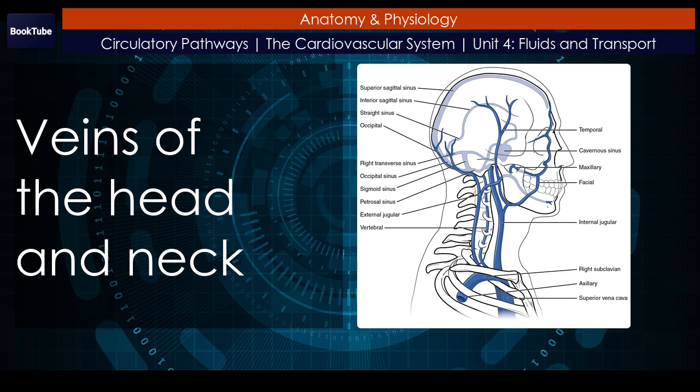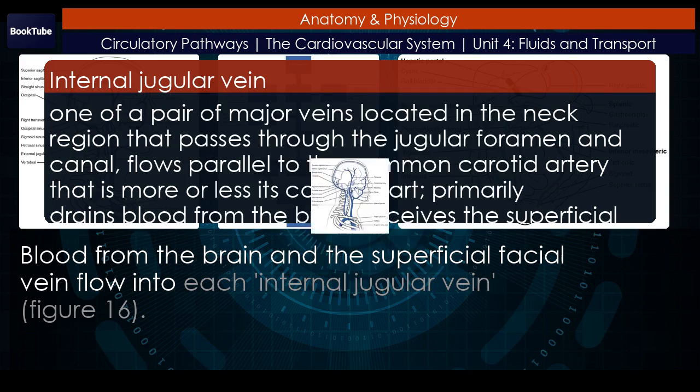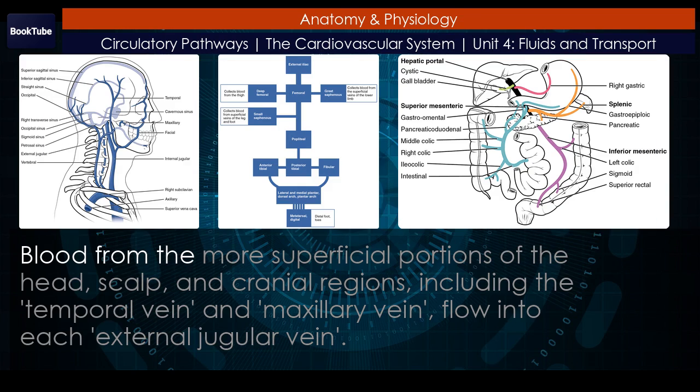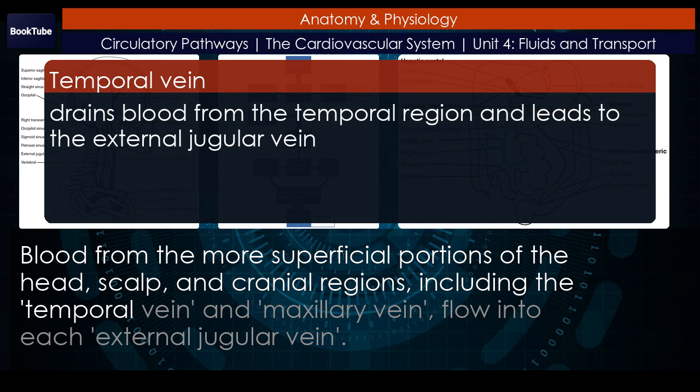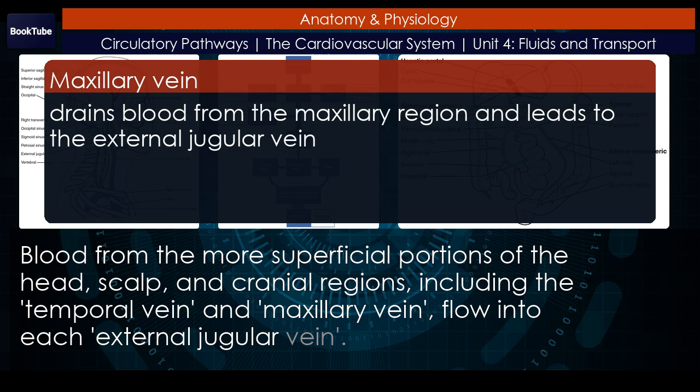Veins of the head and neck. Blood from the brain and the superficial facial vein flow into each internal jugular vein. Figure 16. Blood from the more superficial portions of the head, scalp, and cranial regions, including the temporal vein and maxillary vein, flow into each external jugular vein.